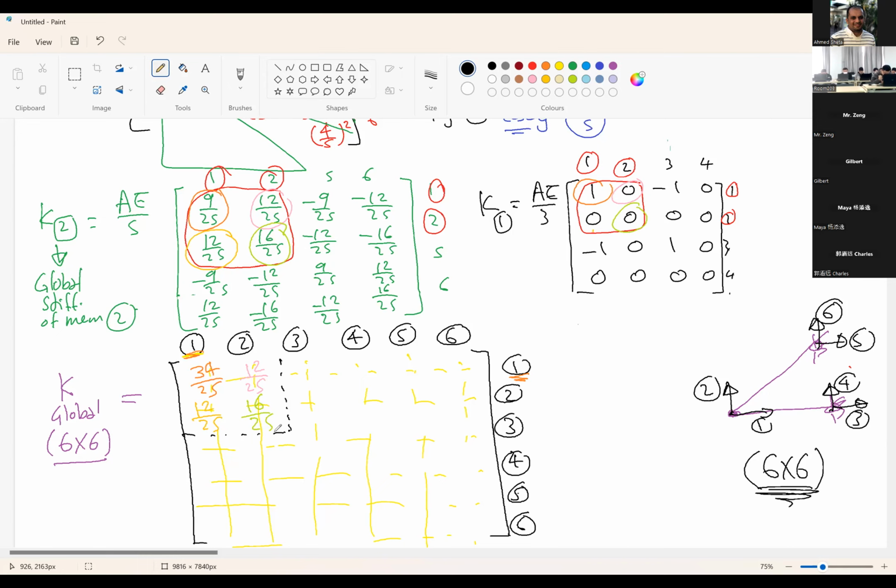Now, here, this is 3, 1. Do we have any 3, 1 member? Where will we find 3, 1 members? Here in this element, in element 1, because we have only 3 and 4 in member 1. So you can find it only from member 1. So for 3, 1, we have negative 1.